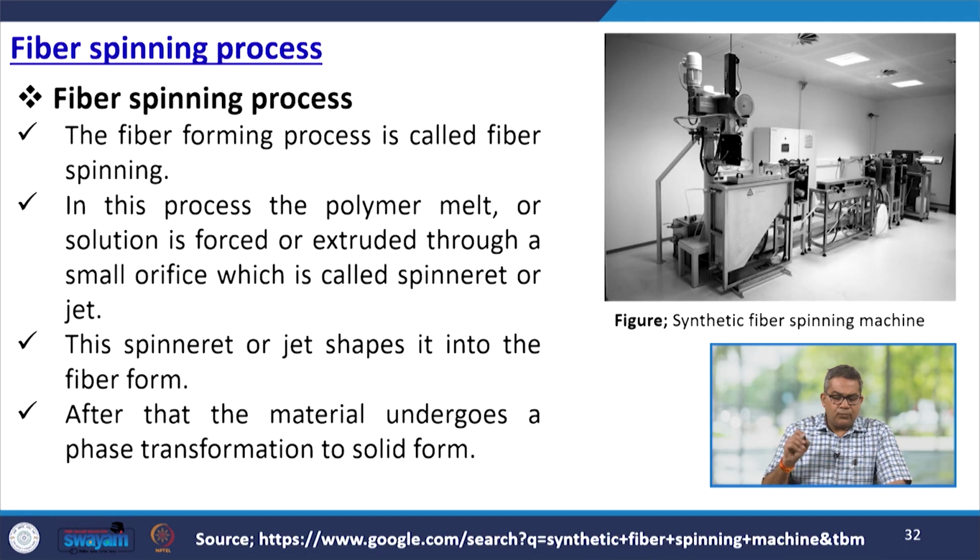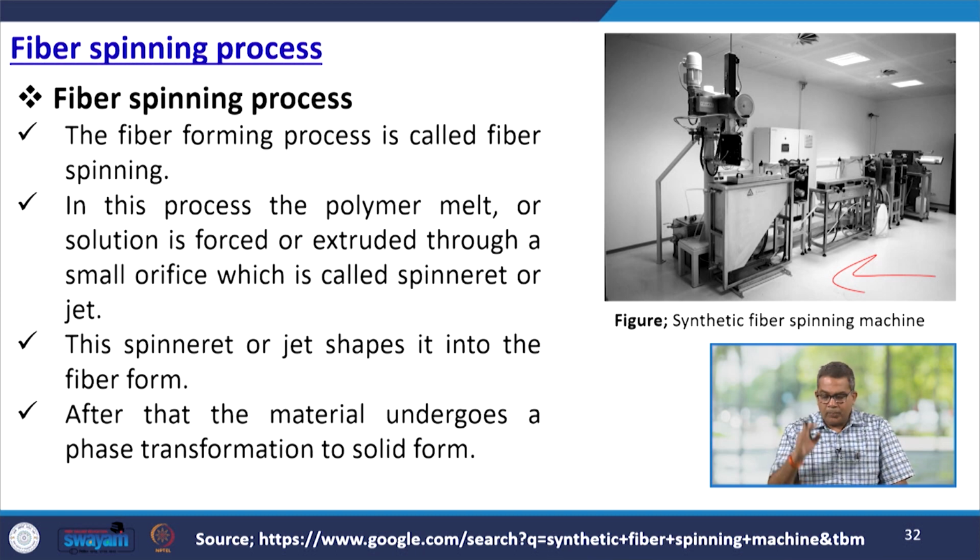Now this is the fiber spinning process. The fiber forming process is called fiber spinning. In this process, the polymer melt or solution is forced or extruded through a small orifice which is called the spinneret or jet. Here you see a typical synthetic fiber spinning machine. This spinneret or jet shapes it into fiber form, and after this the material undergoes a phase transformation to solid form.